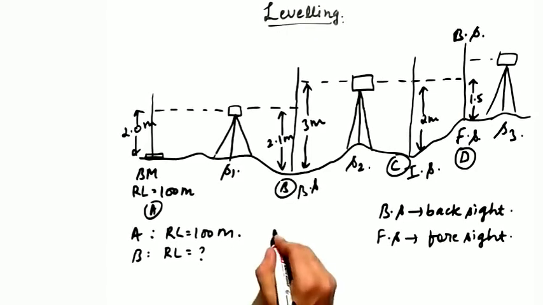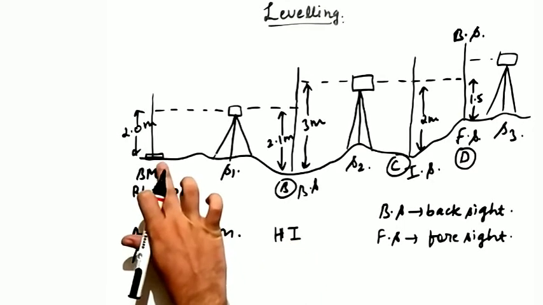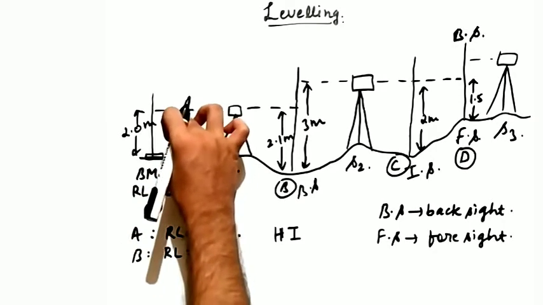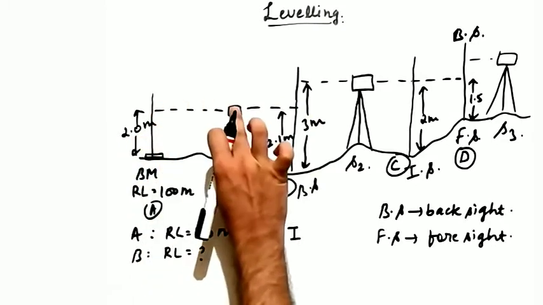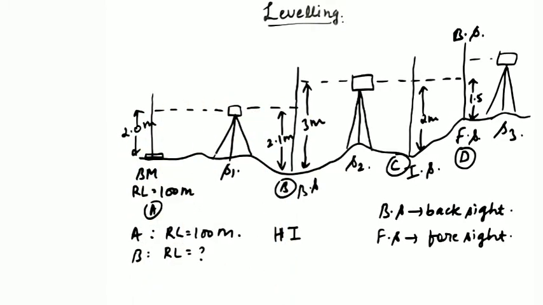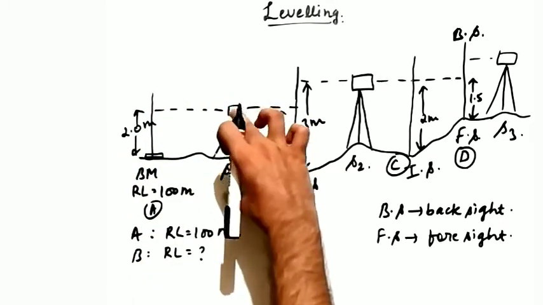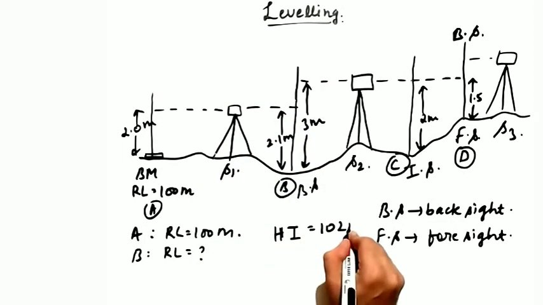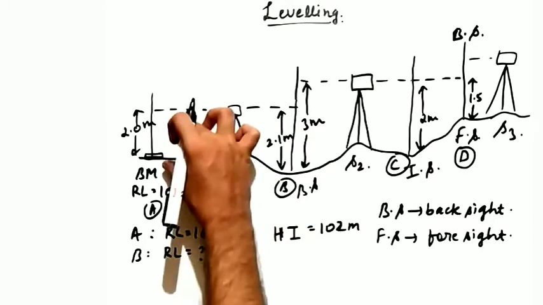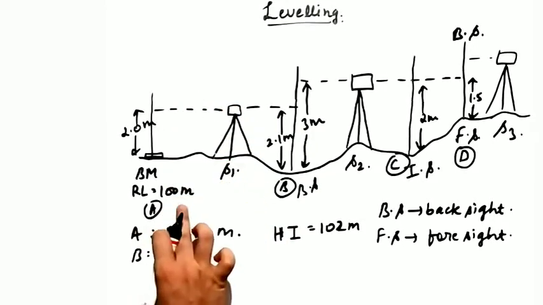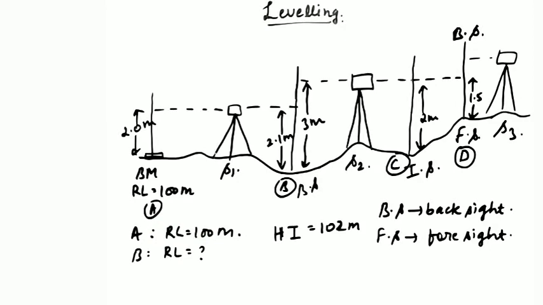See, first of all, you will have to calculate the height of instrument, HI. What is the height of instrument from mean sea level? This point has an elevation of 100 meters. When you add this 2, you will get 102 meters. This point is same as this point. This is the axis point, axial point. So the height of instrument will be 102 meters from the datum. You will get the height as 102 meters when you add this backside reading to the RL of the benchmark station. So you will get the height of instrument as 102 meters.